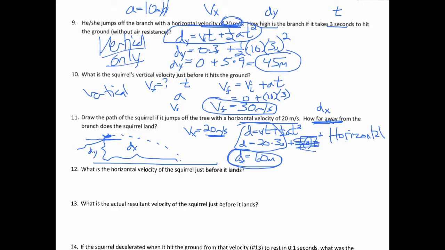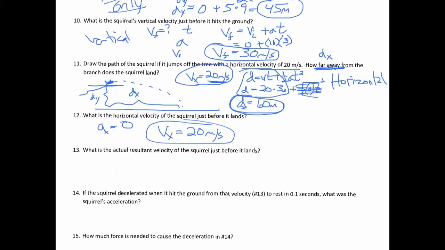Alright, so number 12. What's the horizontal velocity of the squirrel just before it lands? Again, it started off at 20 meters per second. Acceleration in the x direction, horizontally, is 0. It doesn't accelerate, so it doesn't change. So Vx is still 20 meters per second. Bingo.